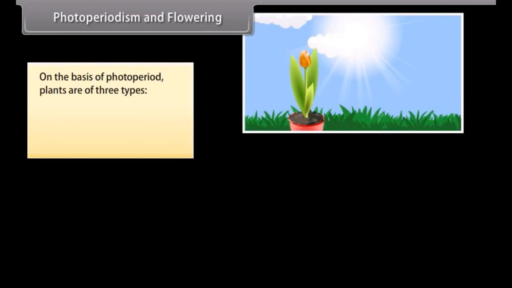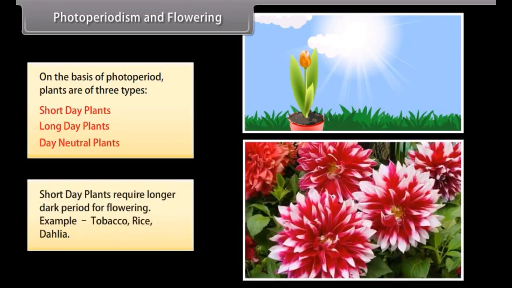On the basis of photoperiod, plants are of three types: short-day plants, long-day plants, and day-neutral plants. Short-day plants require longer dark period for flowering. Example: tobacco, rice, dahlia.